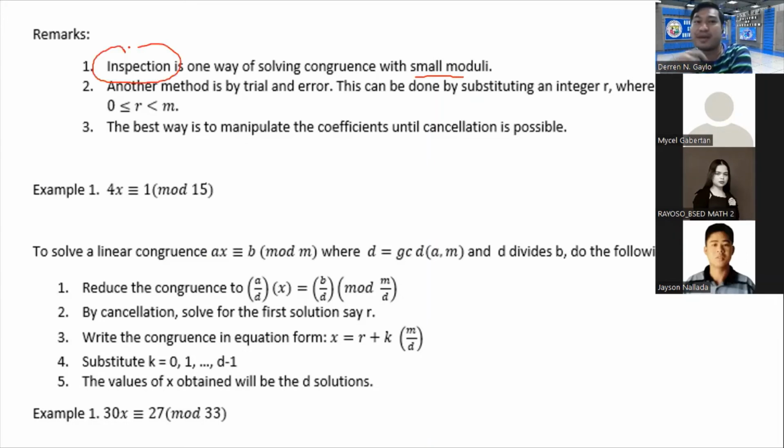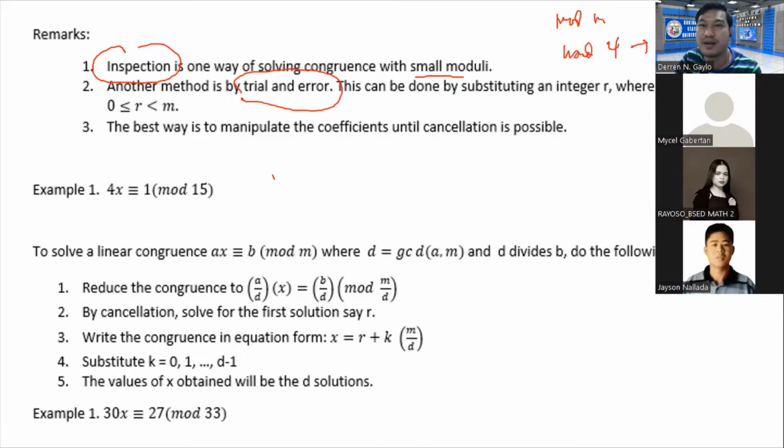So there is another method, trial and error. Pwede pud ka mag-trial and error. Katong same atong gibuhat ganihan, no? Aside sa gi-inspect na to, trial and error pag kita nga okay kani check ba ni siya. This can be done by substituting an integer r where it is from 0 to m. So example, ang imong modulo m kay modulo 4 man to.